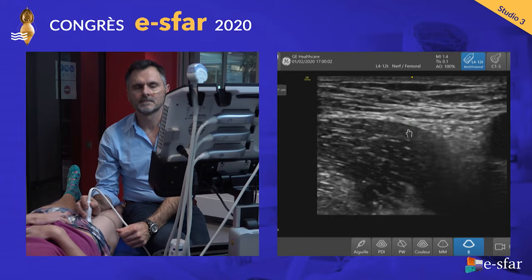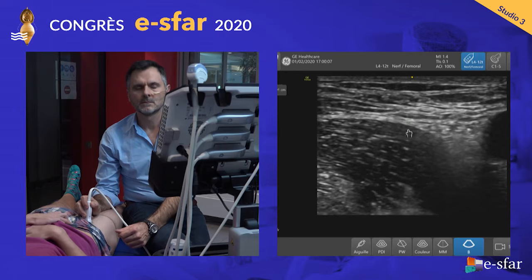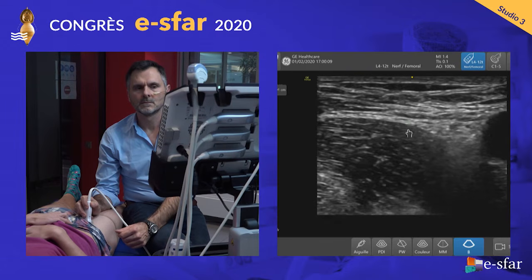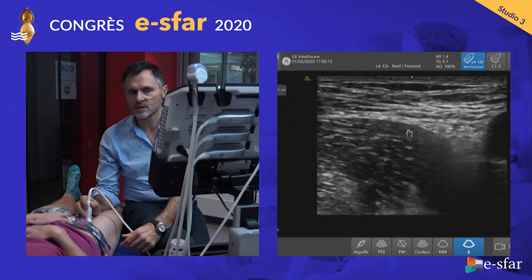Is it the same technique, same approach, same thing? Or do you think you have a difference in doing the block for one or the other joint? No, it is the same technique for hip and knee surgery.